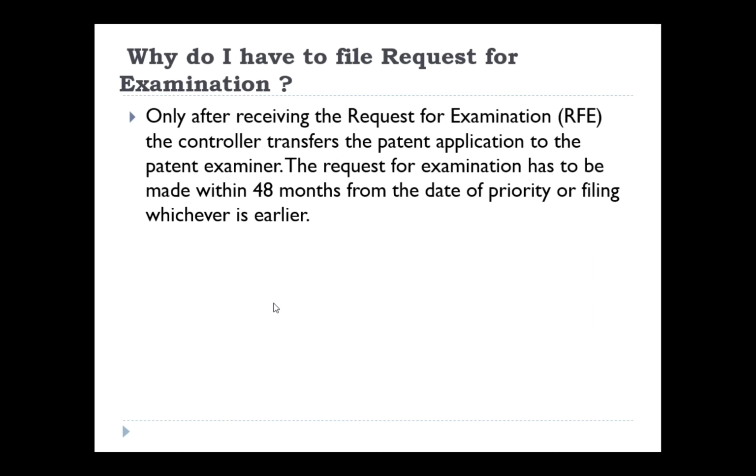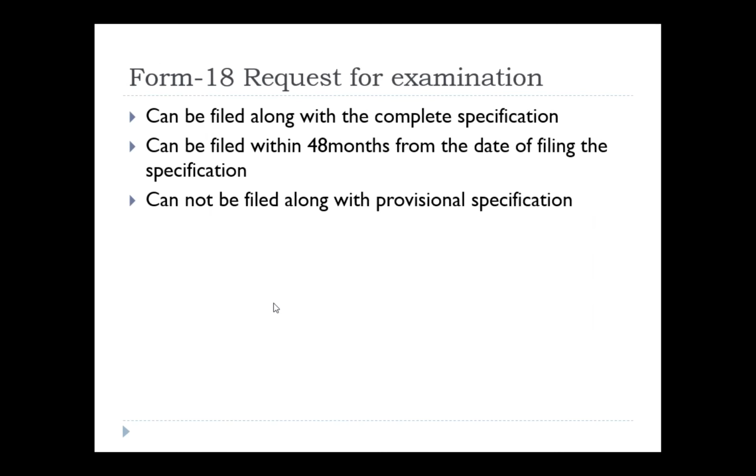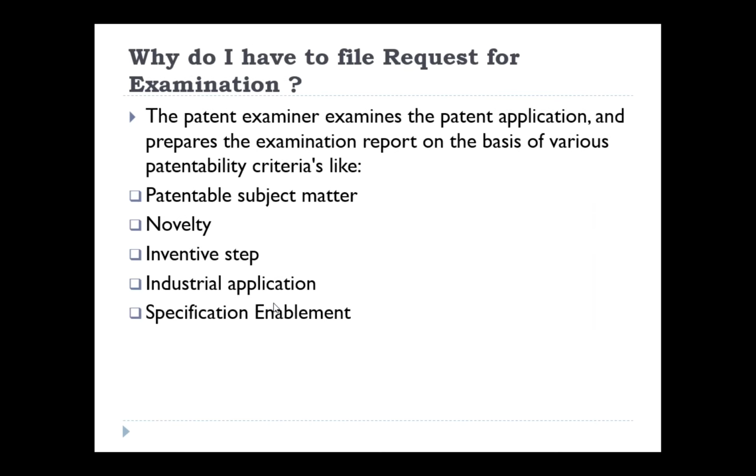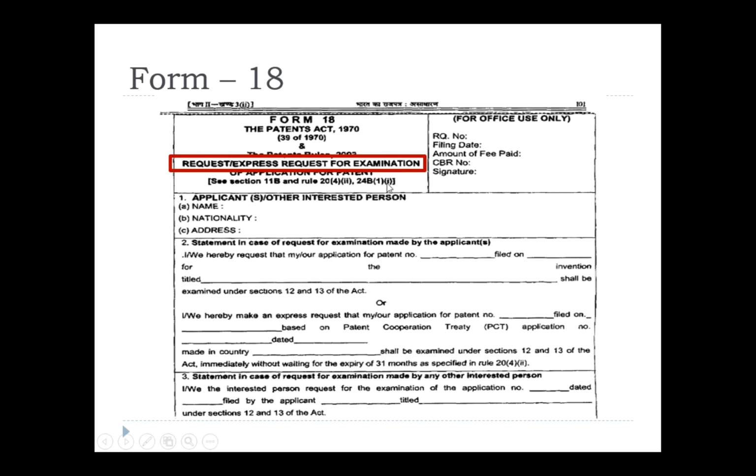The next one is form number 18. Generally, it is better to submit at the initial phase, or we can have even 3 months time period to submit, and it may extend even up to 6 months or 12 months. That depends upon the application processing time. It is better to submit all together at form number 18 as well. This is for request for examination. You can see the form number 18, request or express request for examination.